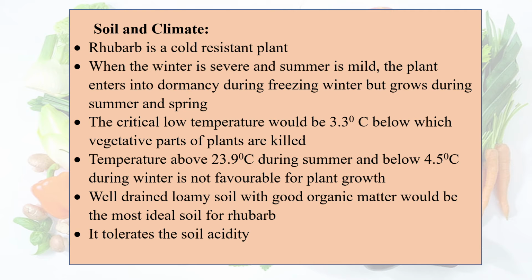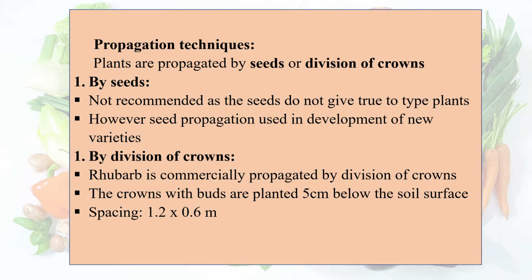Below 3.3 degrees centigrade, the vegetative parts of plants are killed. A temperature above 23.9 degrees centigrade during summer and below 4.5 degrees centigrade during winter is not favorable for plant growth. It also grows well in well-drained loamy soil with good organic matter, which would be the most ideal soil for rhubarb. It tolerates soil acidity also.